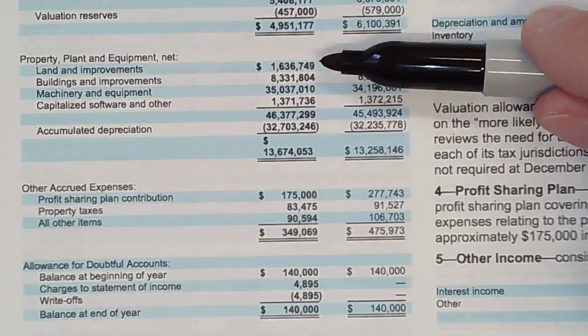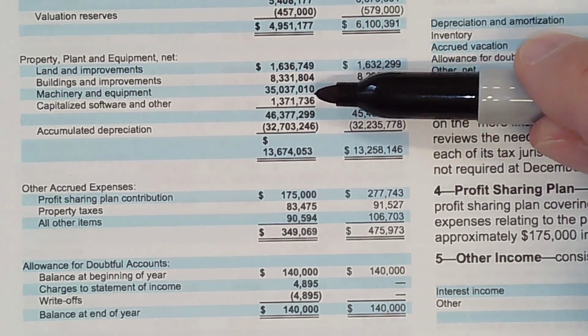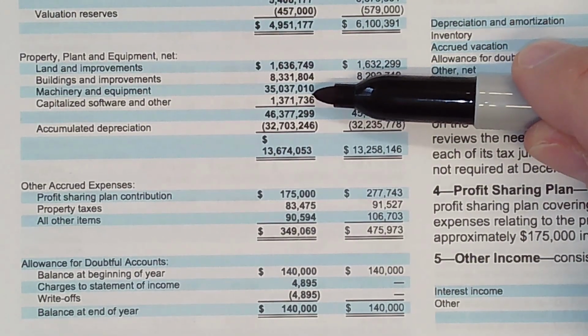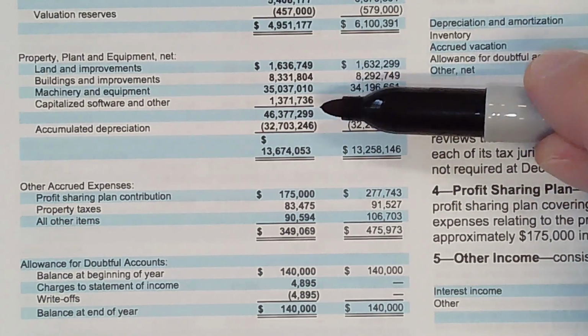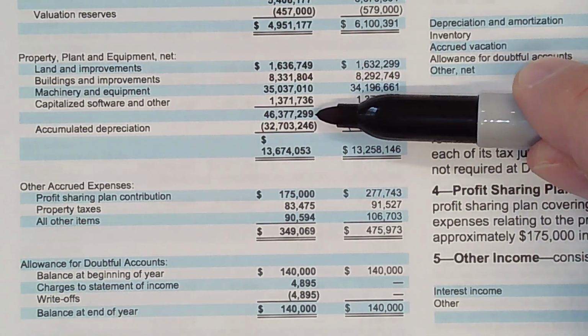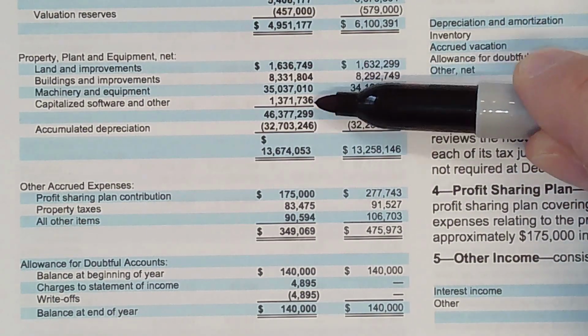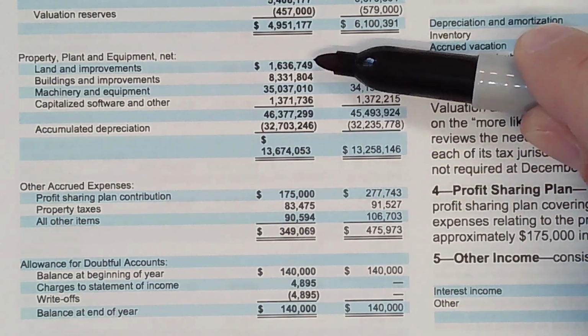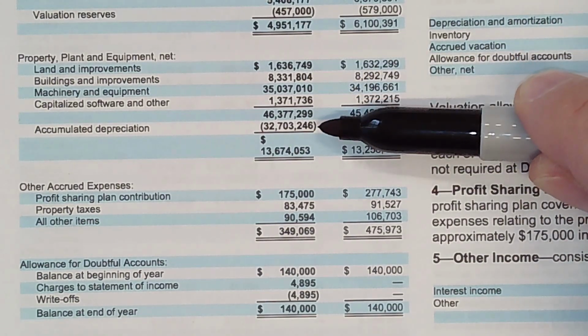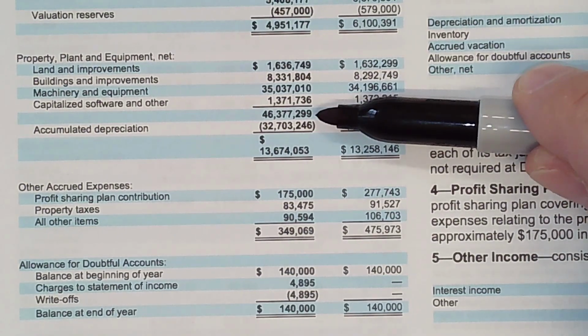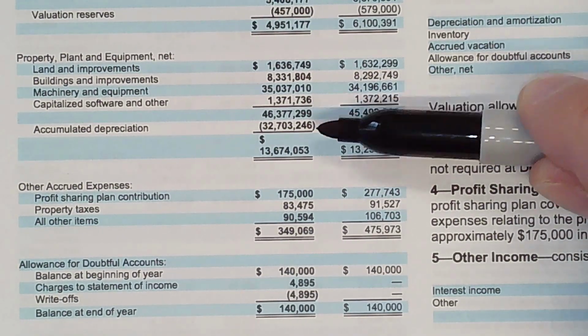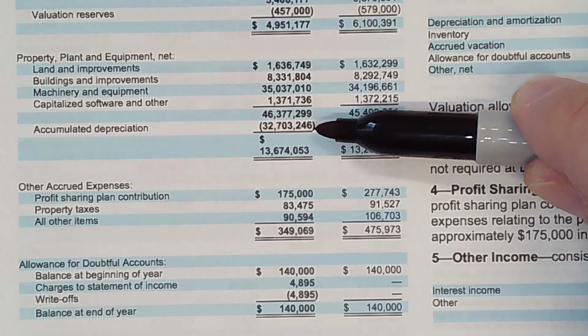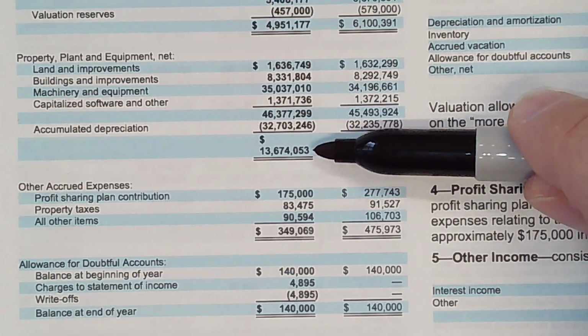Property, plant, and equipment, they do the breakdown. Machinery is by far the biggest piece. But you see that the total amount of property, plant, and equipment, this is at cost. And this is how much of this I've depreciated over the years that I've had it. So of the $46 million that I have in cost, after I depreciate it by $32.7 million, the net property, plant, and equipment is $13.6.